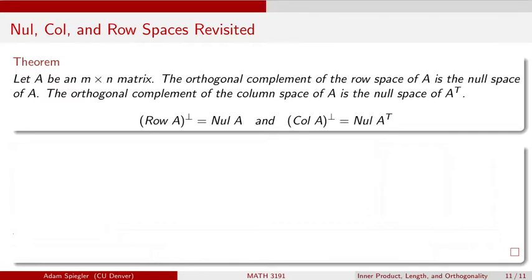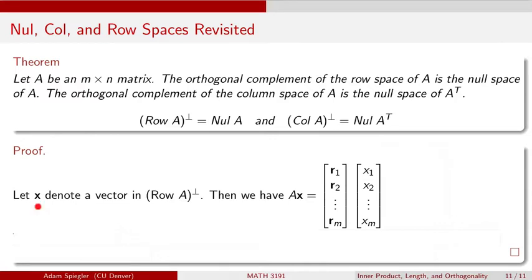And similarly, we looked at the null space of A transpose, and we identified that in that specific case, that happened to be the orthogonal complement to the column space of the original matrix A. So this is a result which is true in general, namely for any m by n matrix A, the orthogonal complement of the row space of A is the null space of A. And the orthogonal complement of the column space of matrix A is the null space of A transpose. So let's show why this is true in the general case.